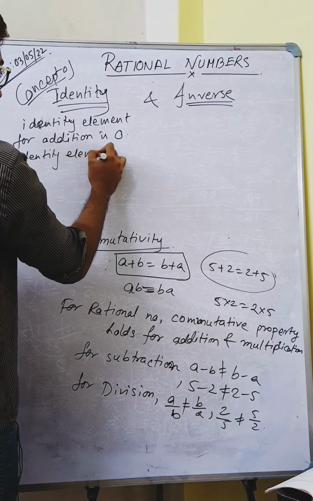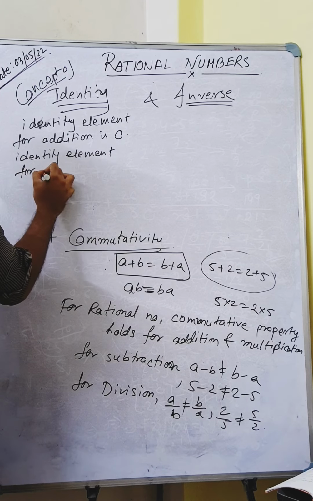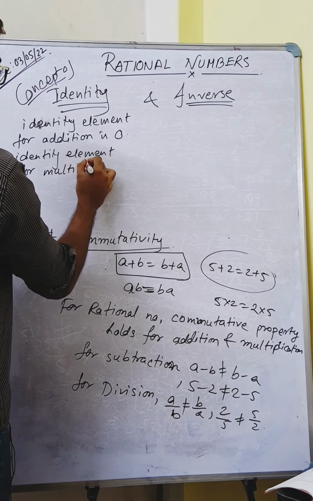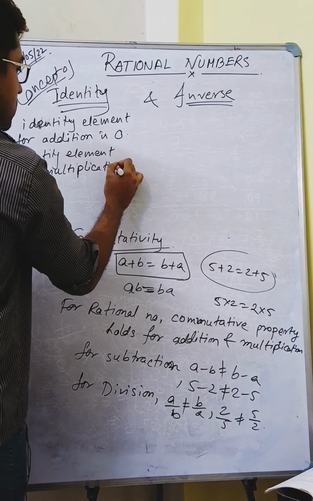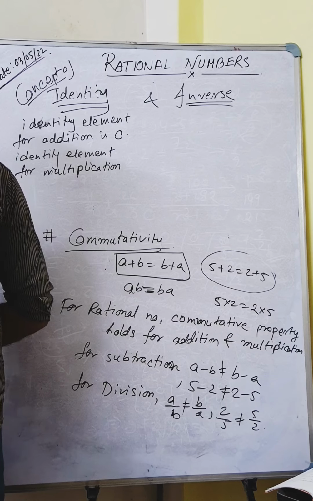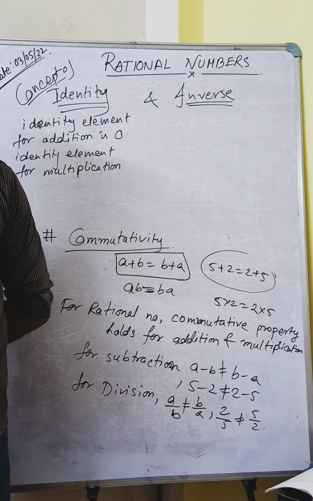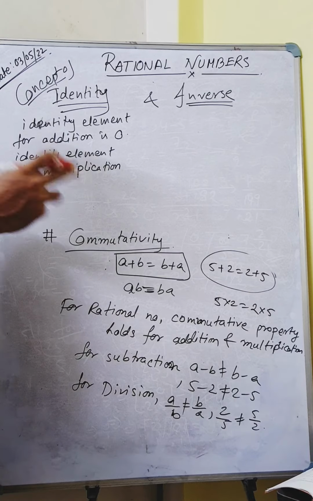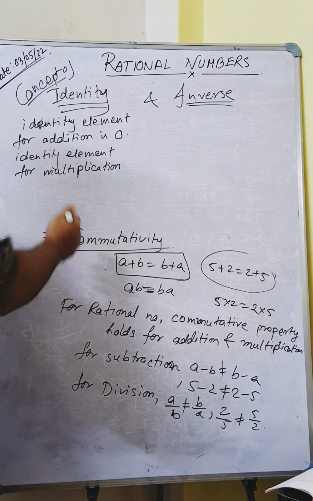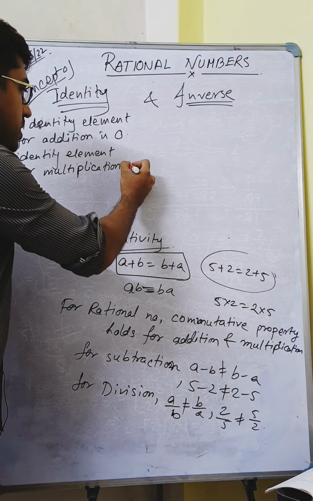Now identity element for multiplication means, suppose আমি বললাম 5 এর সাথে কত মাল্টিপ্লাই করলে 5 আসবে? 1. তো 2 এর সাথে কত মাল্টিপ্লাই করলে 2 আসবে, মাইনাস 2 এর সাথে কত মাল্টিপ্লাই করলে মাইনাস 2 আসবে, 1. So identity element for multiplication is 1.